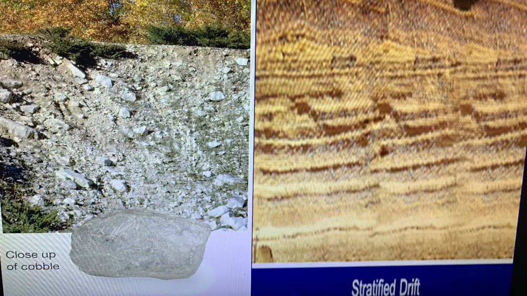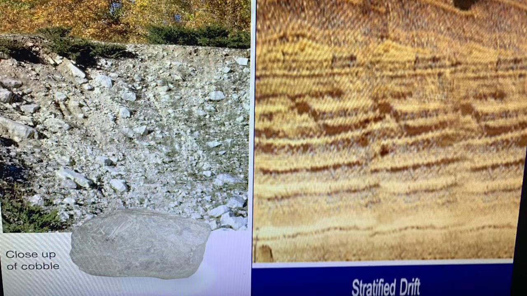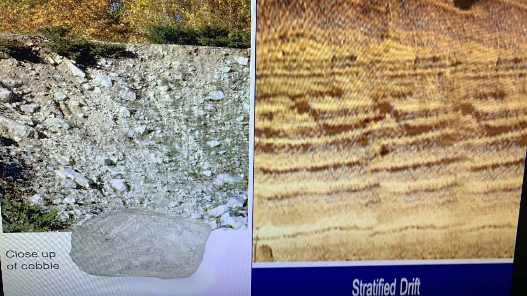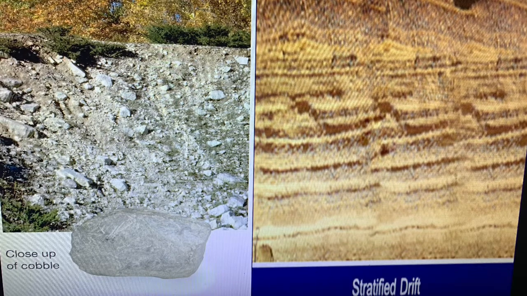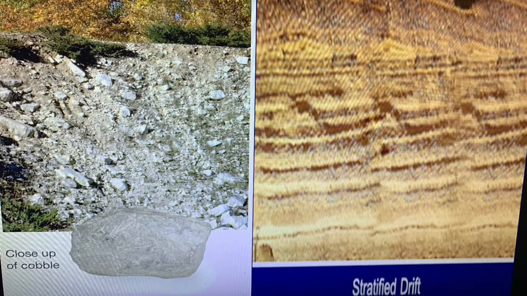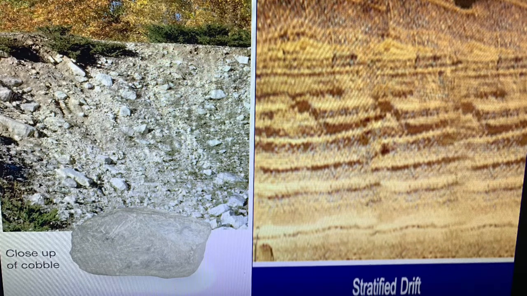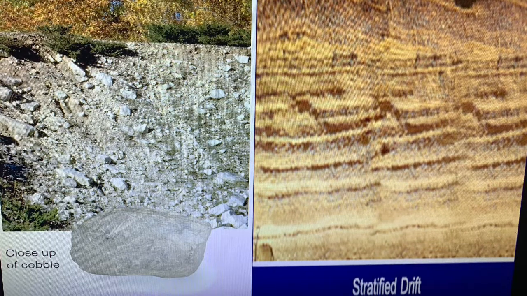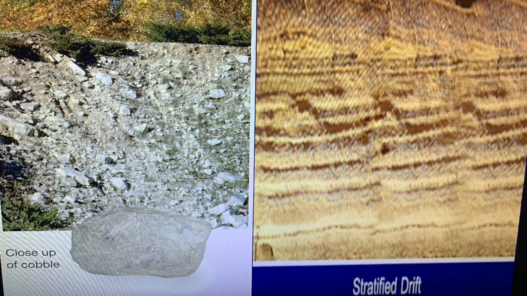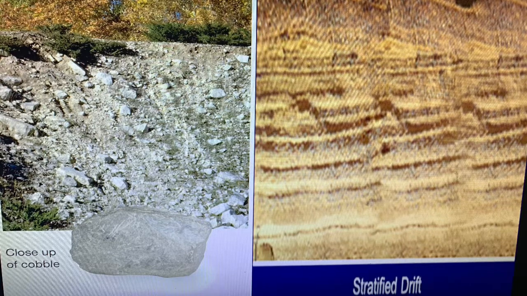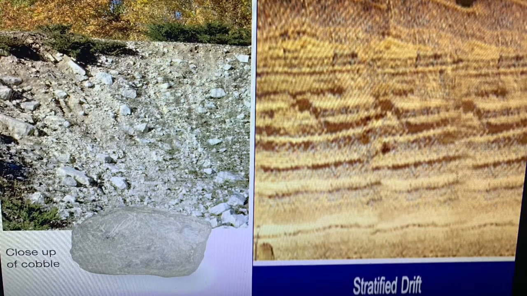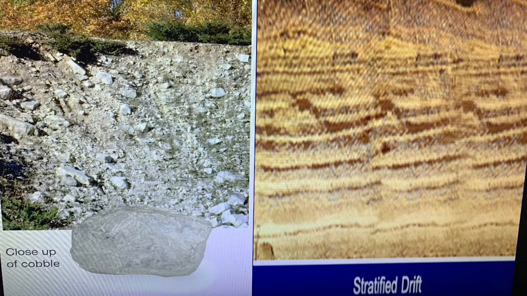Now, when we look at till, if you look at the picture in front of you right now, you will actually see till on the left side and stratified drift on the right side. The thing about till is it's not sorted in any way, shape, or form. You will have pebbles, cobbles, boulders, sand, silt, and clay. You will have pieces of all different sizes, all jumbled up in a mess.